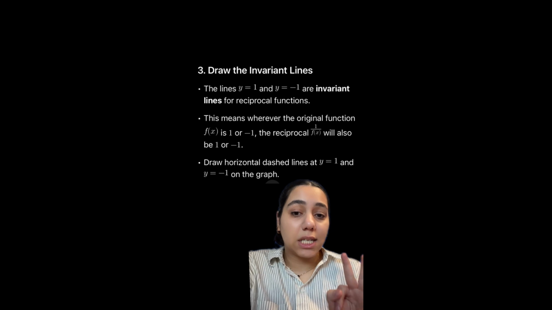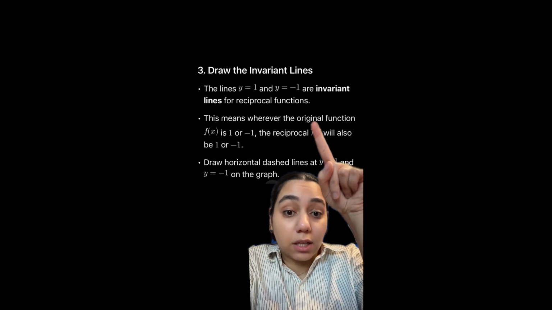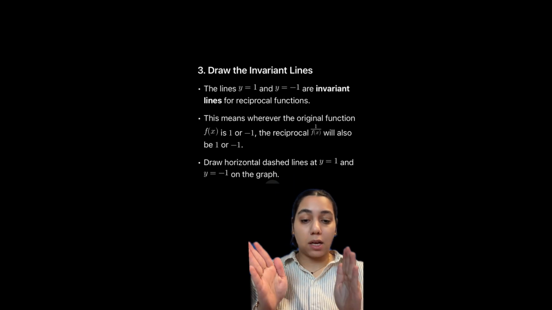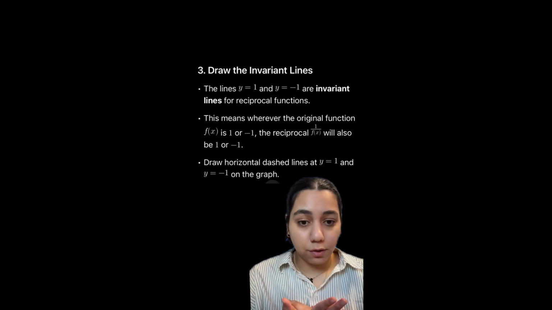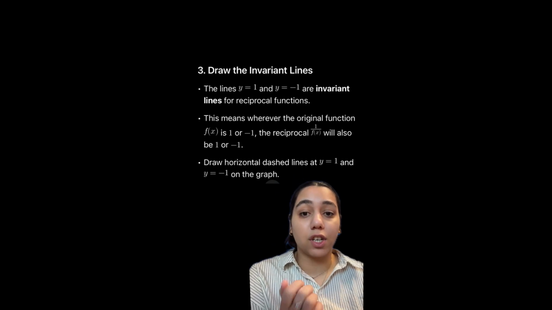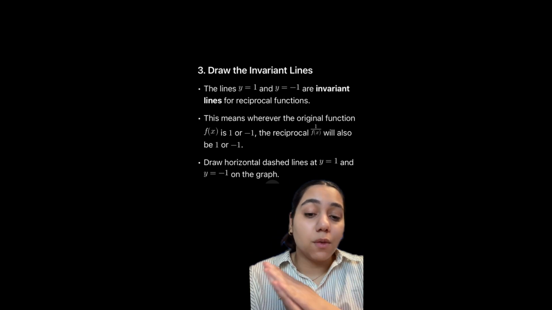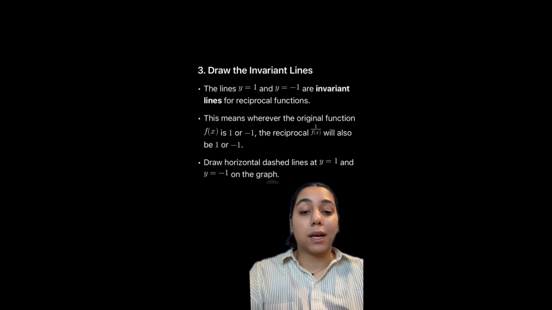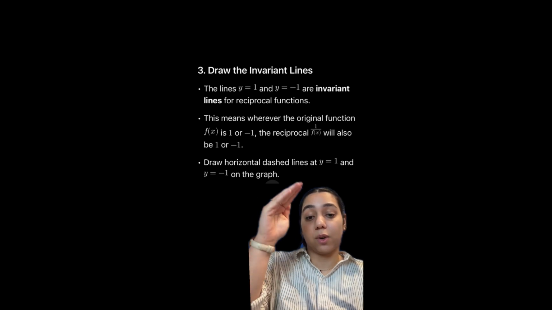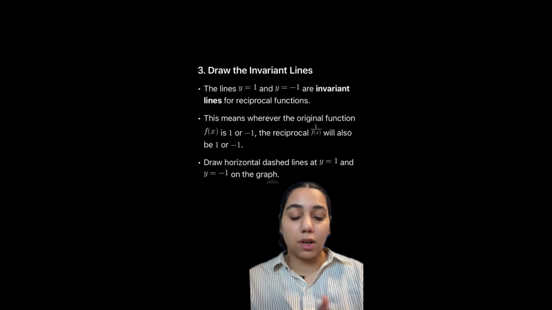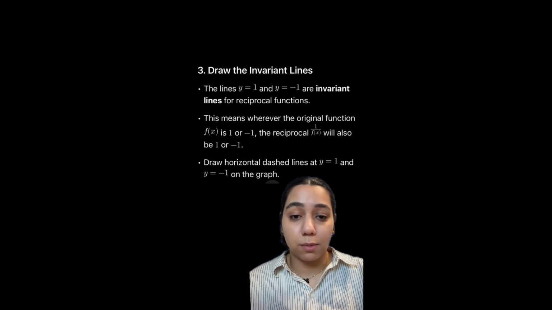Okay, the third step is to find the invariant lines. Do you know what invariant line means? Invariant lines mean that your original function and your reciprocal function are equal. Equal to what? y equals 1 and y equals negative 1. Why? Because 1 over 1 is 1 and 1 over negative 1 is negative 1. So these two don't change between your original function and your reciprocal function.